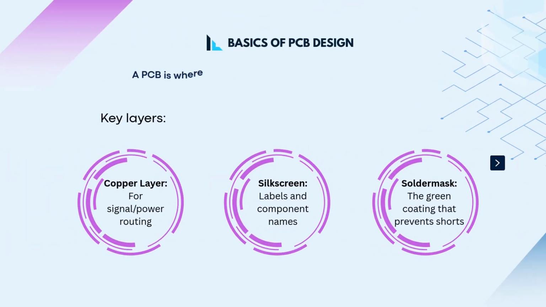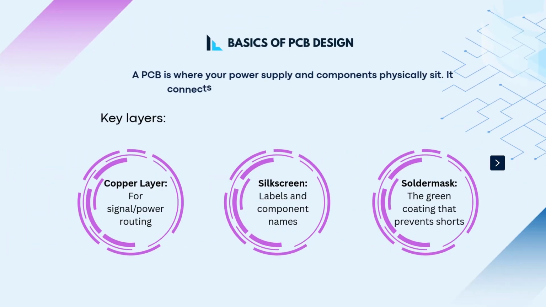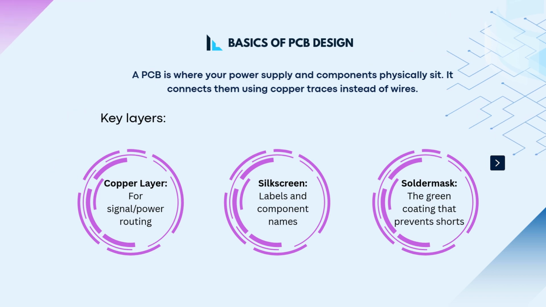Let's switch gears into the PCB, printed circuit board, world. A PCB is where your power supply and components physically sit. It connects them using copper traces instead of wires. Key layers: Copper layer, for signal and power routing. Silkscreen, labels and component names. Solder mask, the green, or other colored, coating that prevents shorts.